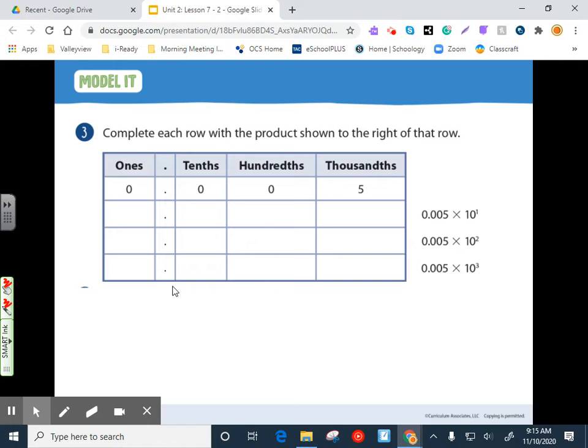But let's complete the table. Complete each row with the product shown at the right of that row. So this one is 5 thousandths, and we're multiplying it by 10 to the first, so that's 1. So this 5 will shift over into this box. So it makes this. This will shift it 2 places. So this 5 will go from here, here to here. It'll shift 2 spaces.